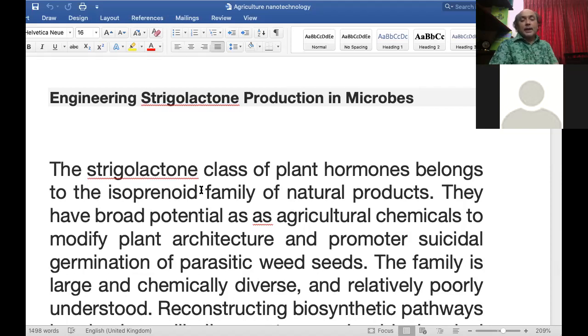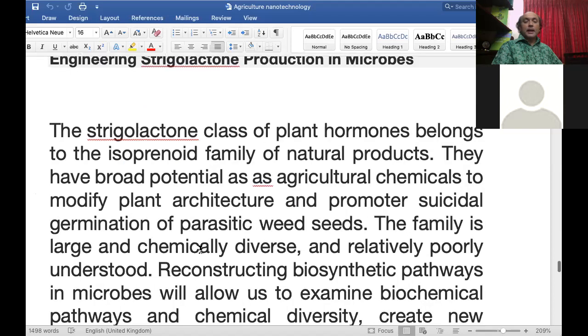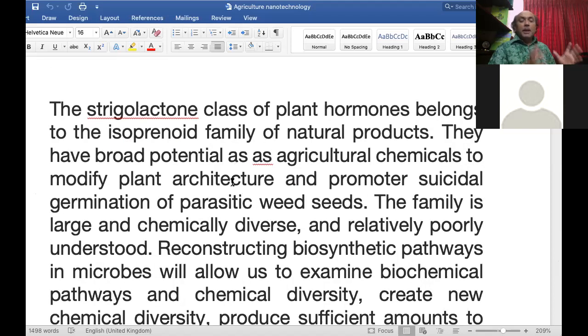secondary metabolites in the natural product area chemistry. Even in the plant, it is the largest group of secondary metabolites. They have broad potential as agricultural chemicals to modify plant architecture. If you want to make a plant dwarf, that means short in structure, change the architecture, then you can use the striga at certain dose.